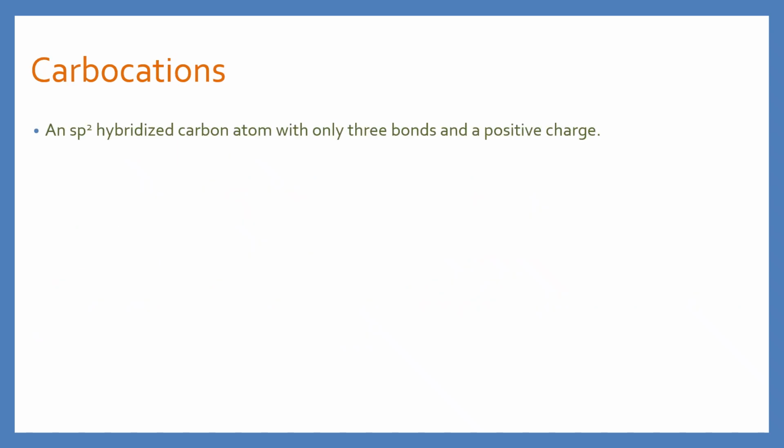Carbocations are sp2 hybridized carbon atoms that only have 3 bonds and therefore a positive charge. Since they are sp2 hybridized, it's important to point out that they are also trigonal planar. They are going to be flat.